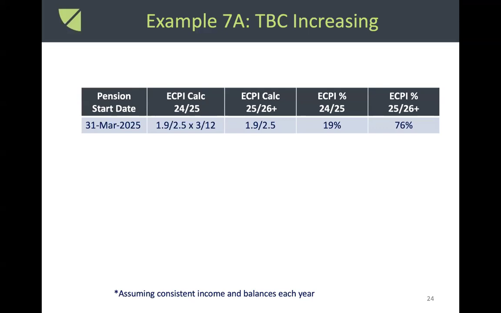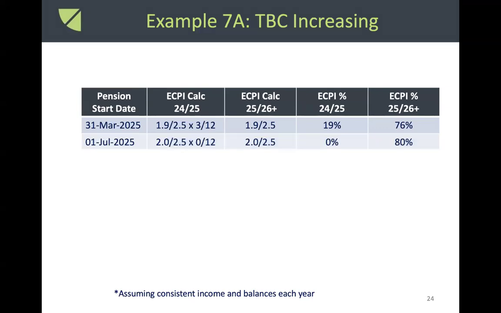And then if we look at the future years, the calculation for next year will be 1.9 divided by 2.5. It won't be exactly that because the pension balance will have gone up by a little bit less than the accumulation balance due to drawdowns, but it's pretty close to that. And that works out to be 76%. So we can have 19% this year and 76% next year and in future years. That's what we'll get if we start the pension on the 31st of March.